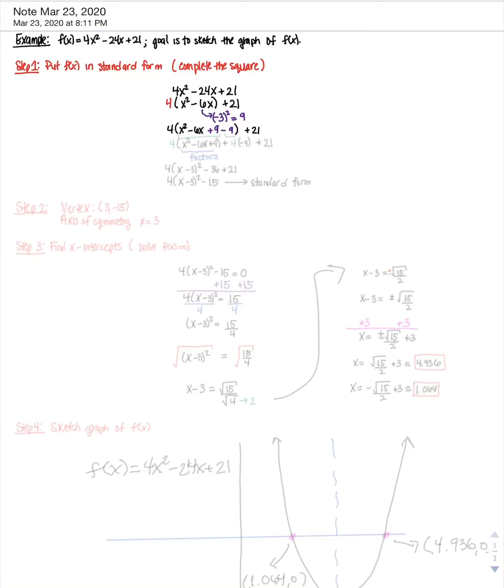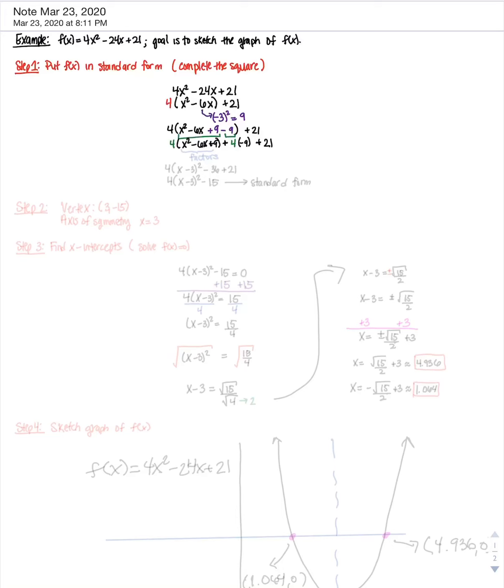Now we're able to regroup things differently. So we're going to regroup the first 3 terms and then group the last term by itself when we distribute our 4. So this is going to give us 4 times x squared minus 6x plus 9 plus 4 times the negative 9, and then we still have our plus 21.